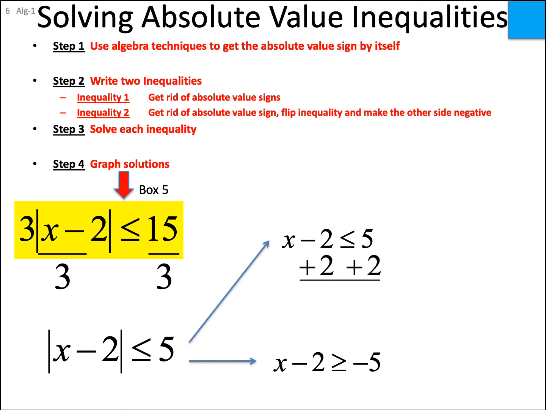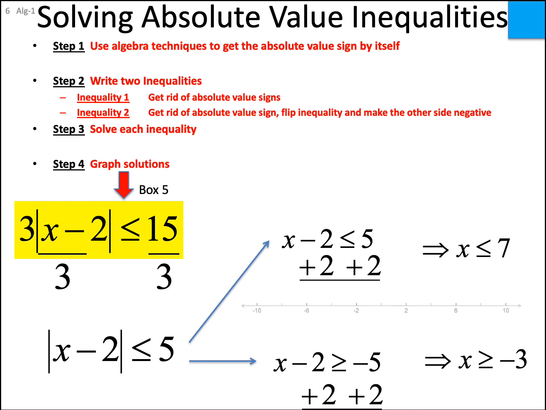Add 2 to both sides. That gives me a 7. Add 2 to both sides. It gives me a -3. This one is an and. So let's see. It's smaller than 7, but bigger than -3. And closed circle on both of those. So smaller than 7, but bigger than -3. And there you go. So anything in that red there is an answer.